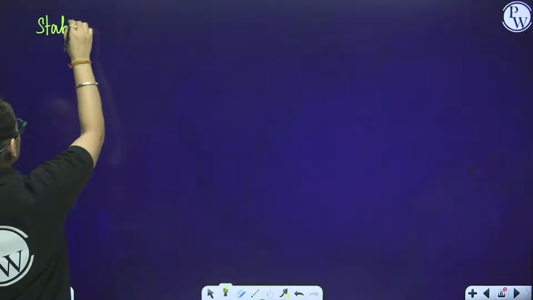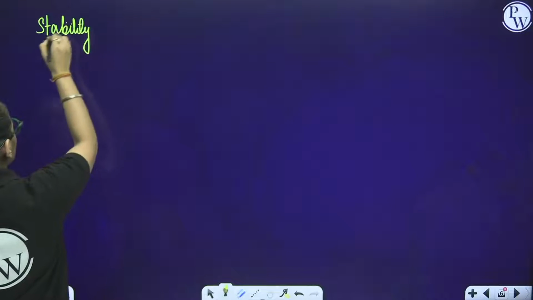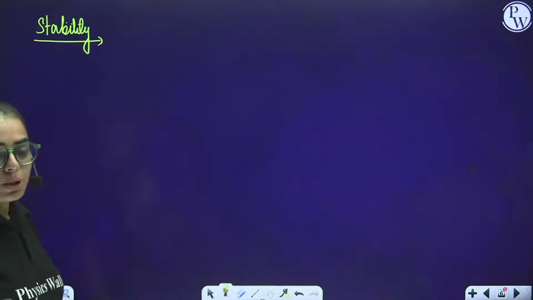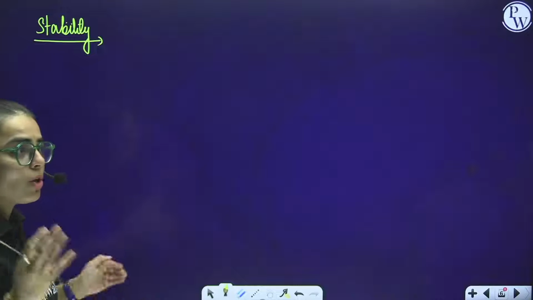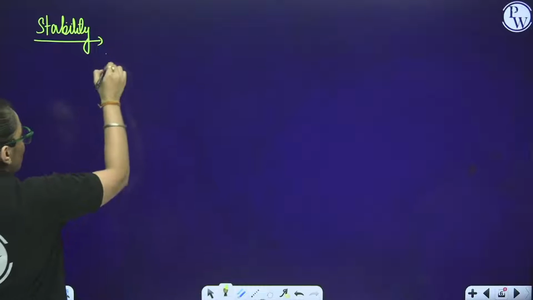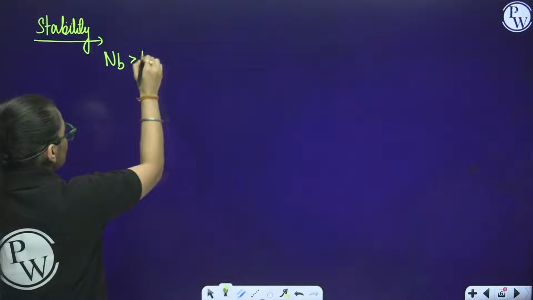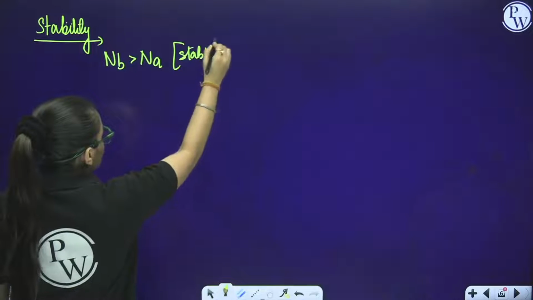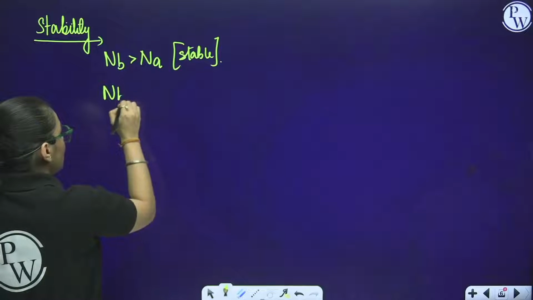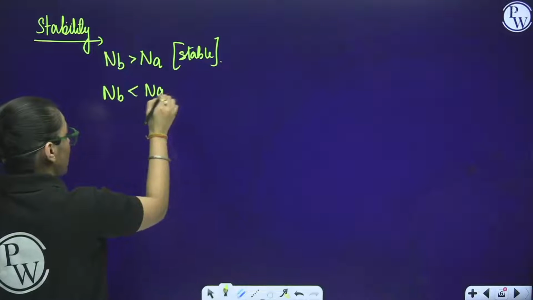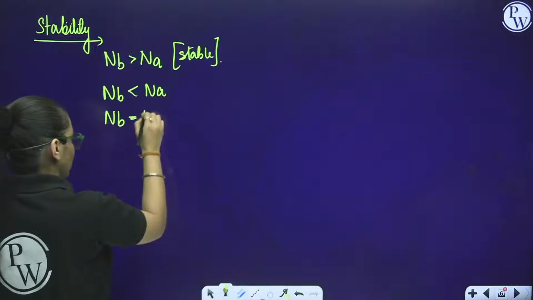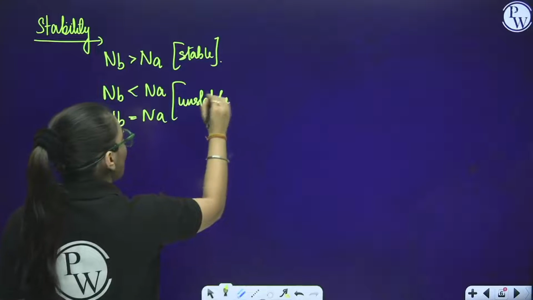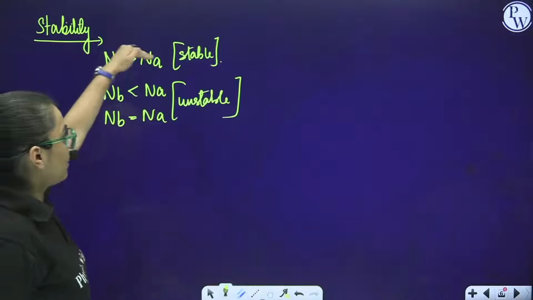Let's talk about the factors. The initial topic that we are going to do is stability. Always remember, the molecule that will become stable is the one with more bonding electrons in comparison to the anti-bonding. So if the number of bonding electrons is more than the number of anti-bonding, that is stable. If the number of bonding is less than the number of anti-bonding or equal to anti-bonding electrons, it is unstable. Now you will say, ma'am, how are we going to calculate the bonding one and the anti-bonding one?